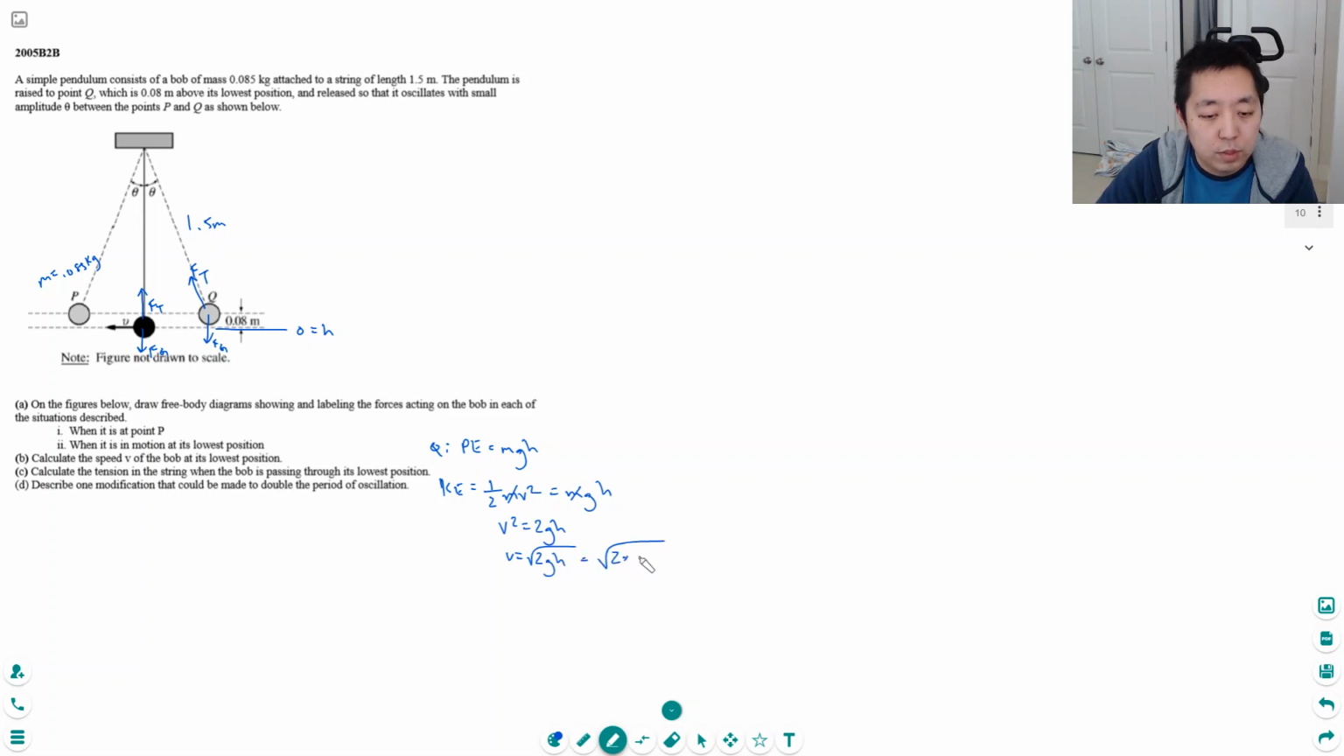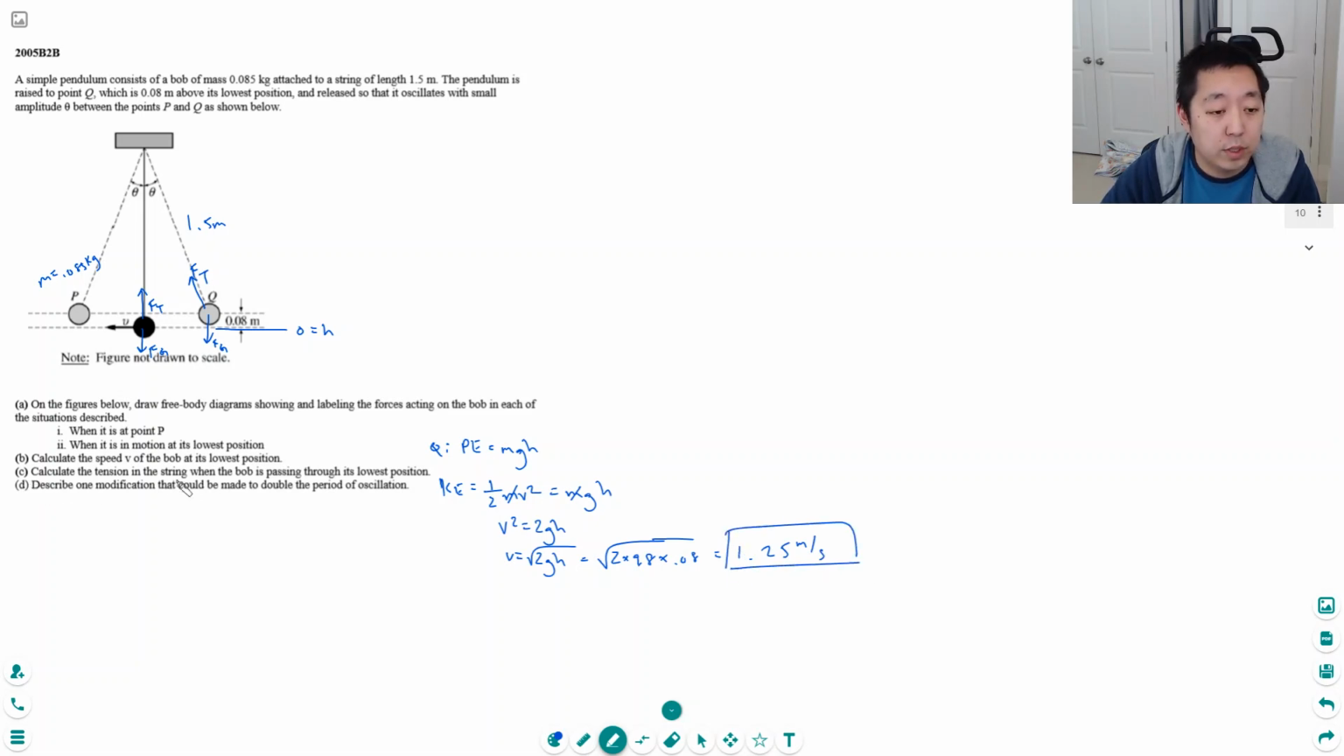Square root of 2 times 9.8 times h, which is 0.08 meters. I use my calculator to do the square root of 2 times 9.8 times 0.08, and I get 1.25 meters per second. So that was part B.